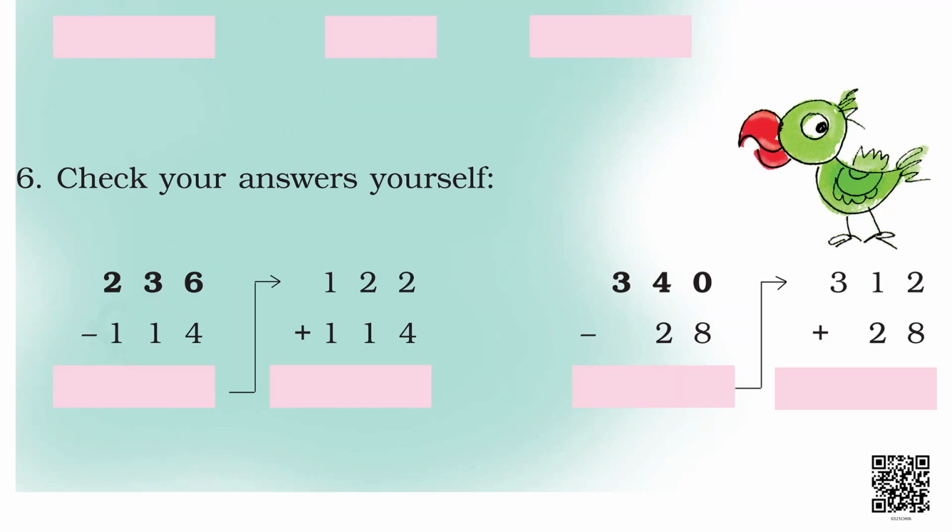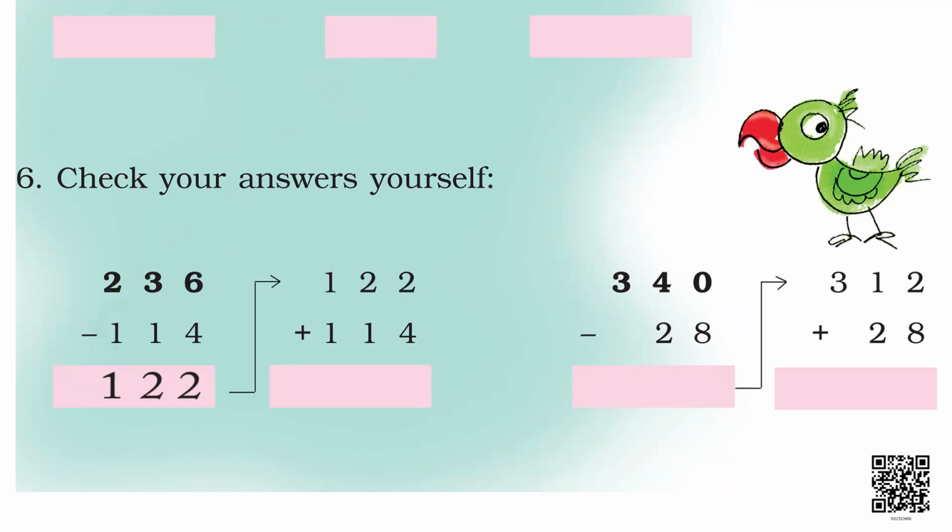First we will subtract 4 from 6, which will give us 2. Then we will subtract 1 from 3, which will give 2. Then we will subtract 1 from 2, which will give us 1. Hence the answer is 122.